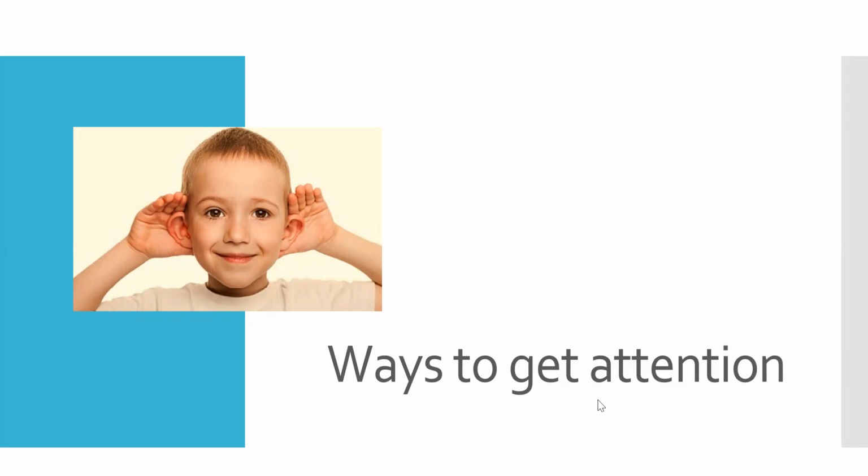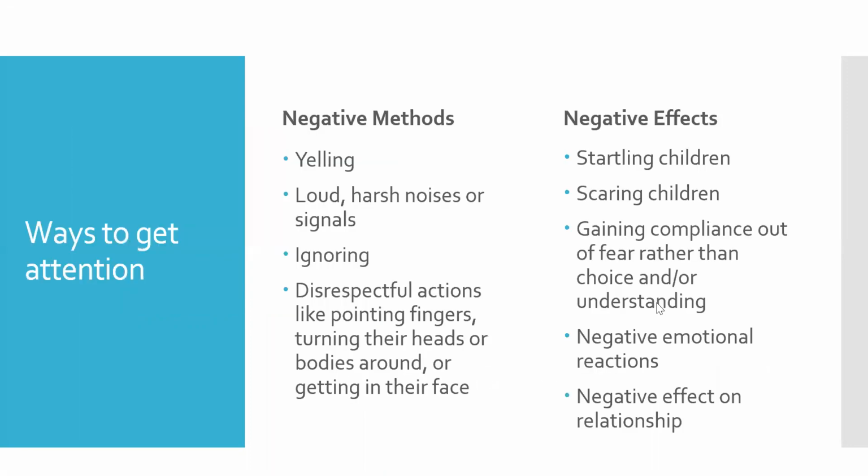So we're going to have them use the annotate feature in Zoom for this next activity. So we are going to show the negative methods of getting children's attention and their possible effects or consequences. And we're going to ask them to use their annotate feature to mark or stamp ones that they have seen being used on children, and then the effects that they've seen.